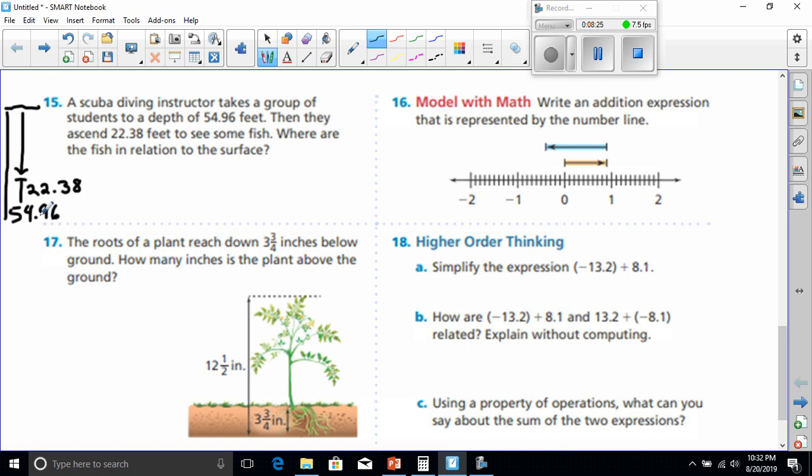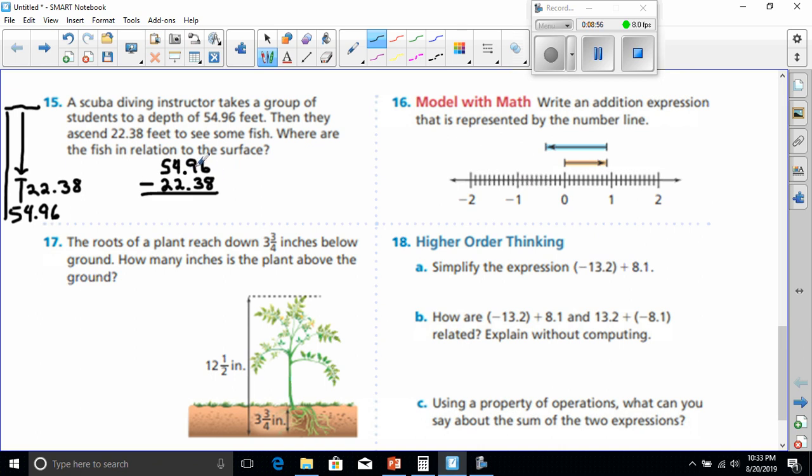ascended to. To do this, we're going to take the place where they were, the depth they were at, which was 54.96, and we're going to subtract 22.38 from that. By doing that, that will tell us what the remainder is in between.